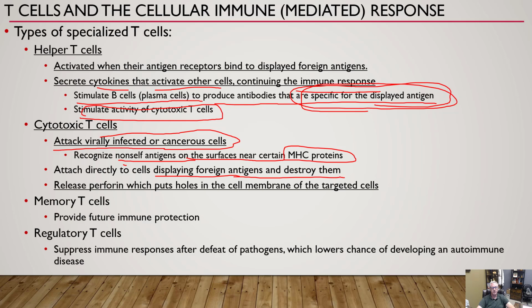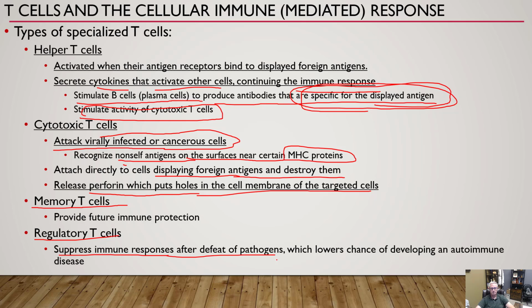Remember, cytotoxic, hence the name cytotoxic. They release that perforin. Remember, perforin puts holes in the cell membranes of the target cells. We also have memory cells that will help provide future immunity. And then we also have these things called regulatory T cells, which are going to suppress the immune response after we have defeated that pathogen.